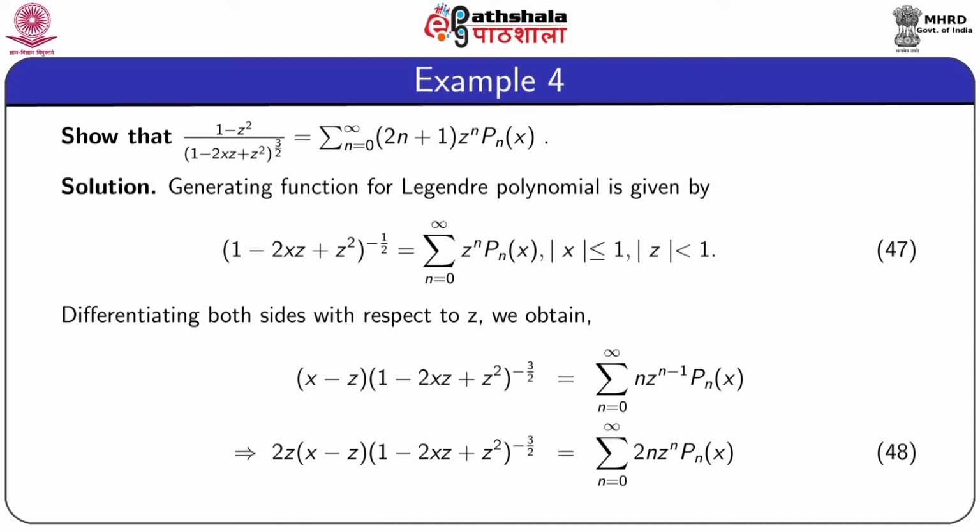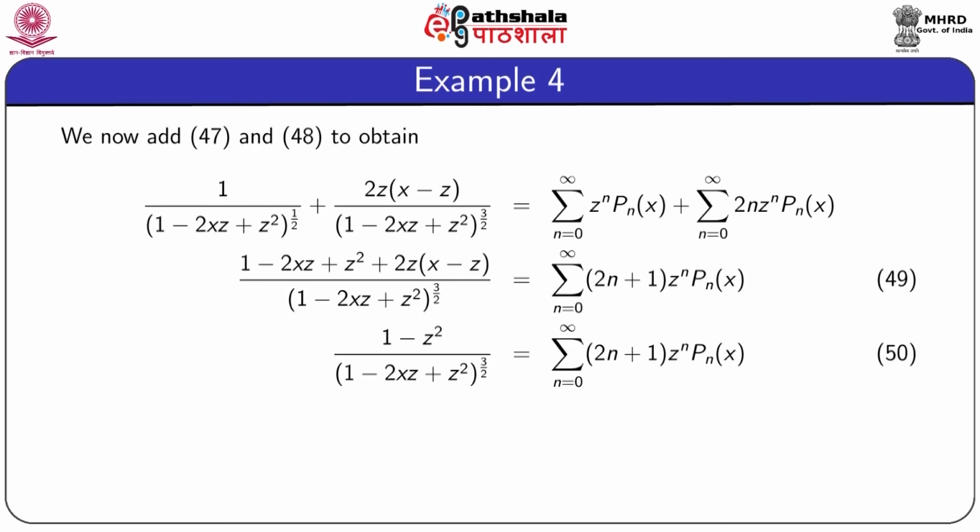We now multiply both sides by 2z and we get expression 51. We now add 50 and 51 to obtain 1 by (1 - 2xz + z^2) to the power half plus 2z(x - z) divided by (1 - 2xz + z^2) to the power 3/2. If you simplify this, you will be arriving at expression number 52, and further simplification will give you equation 53, which is the desired result.